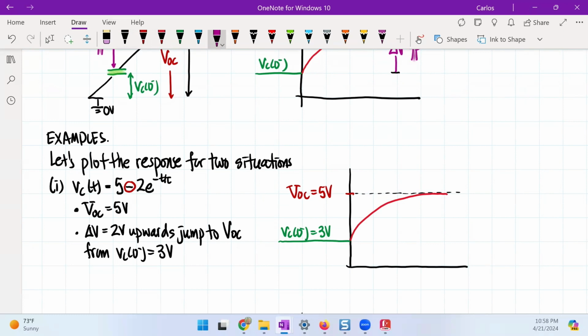So what does that delta V mean? Well, it says that there is a difference between the initial and the final, delta V equals 2 volts, but that is an increase of 2 volts from its initial value, and this thing is moving in the upward direction like that. That's what that response means.